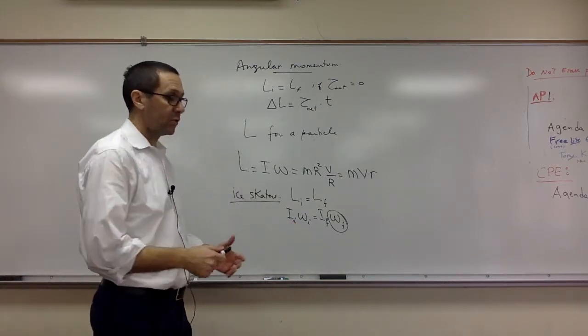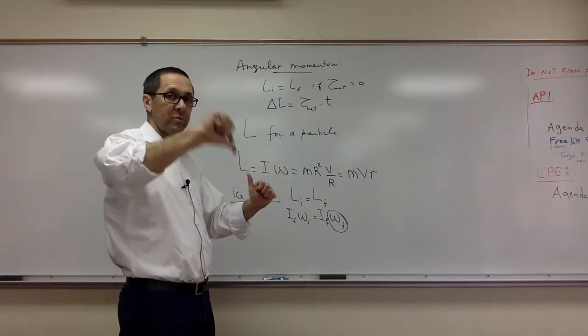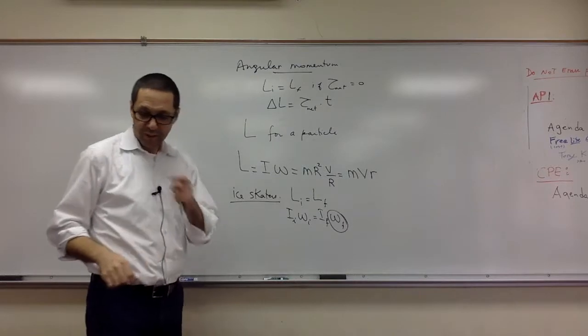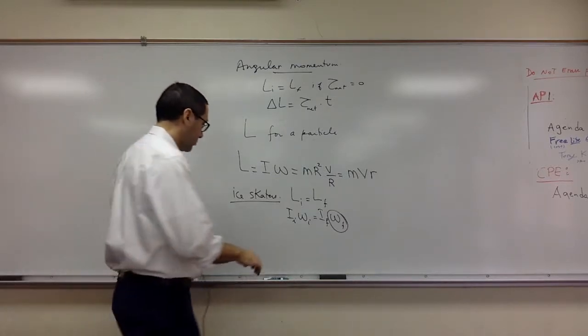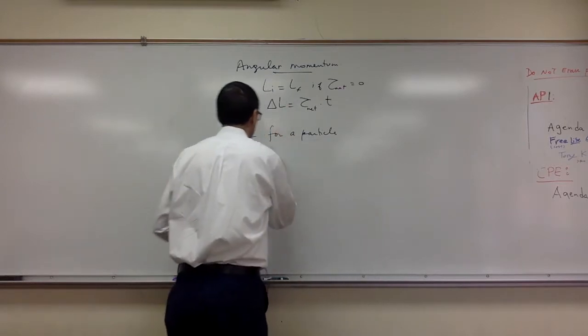So if they want to slow down, they bring their arms out, their I goes up, which means their omega will come down. We'll do some stuff like this in class tomorrow. So let's do an example here.